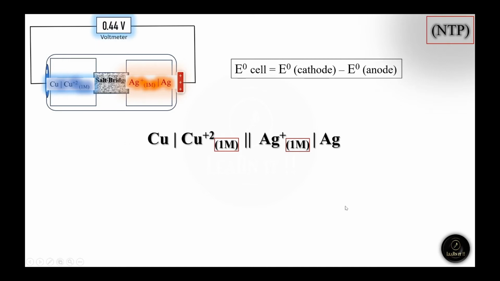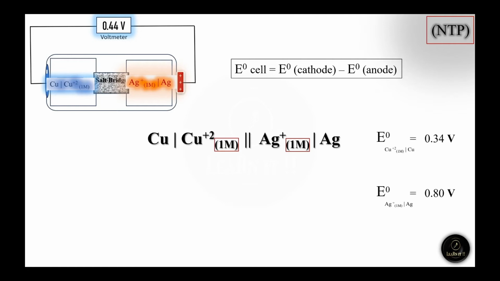When we look into the electrochemical series, we get the standard reduction potential of copper, which is equal to 0.34 volt. As we have already discussed, the standard reduction potential of silver is 0.80 volt. So here both of them have a positive standard reduction potential. Here silver has the higher standard reduction potential.